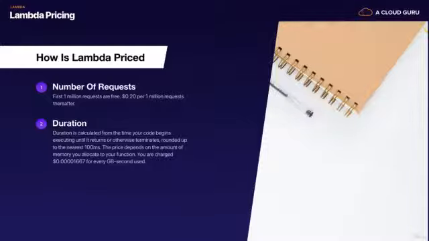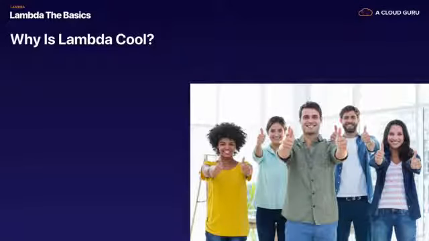And then you also pay based on duration. However long your function runs, we'll basically bill it. So let's say your function runs for 100 milliseconds, then you're going to be charged a certain amount. If it goes for 200 milliseconds or a minute or 10 minutes, then you're going to be charged more and more. So you're charged on the number of requests and then the duration of the requests.